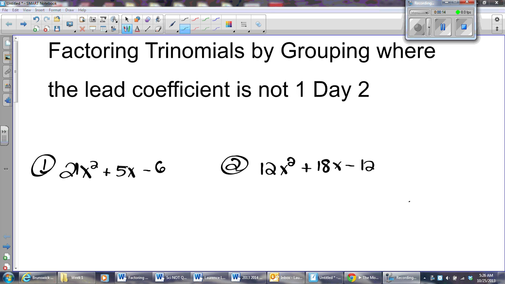We're going to actually do 8 problems this time. I'll do them as quickly as I can. You should be writing down notes.